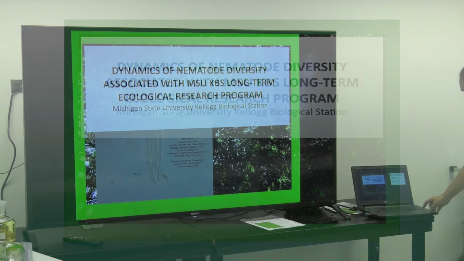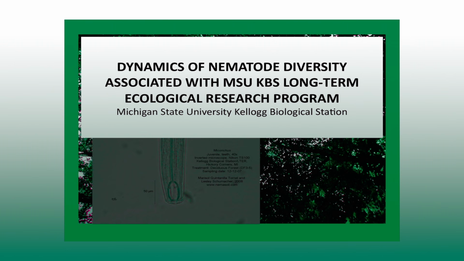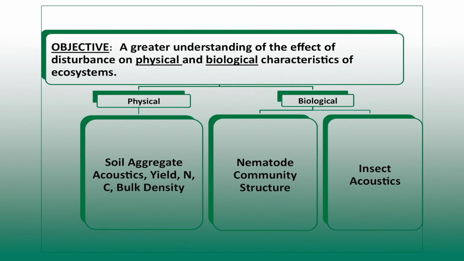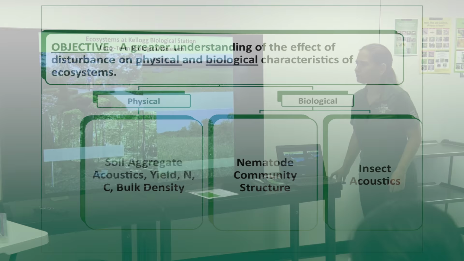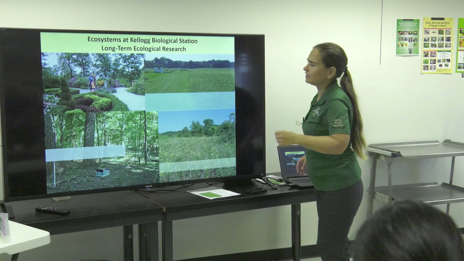So this is my research in Michigan. And that's the main objective. The objective was to understand the effect of disturbance on physical and biological characteristics of ecosystems. So this is a picture of where it is. This is in Michigan. This is me, my husband, and my daughter.